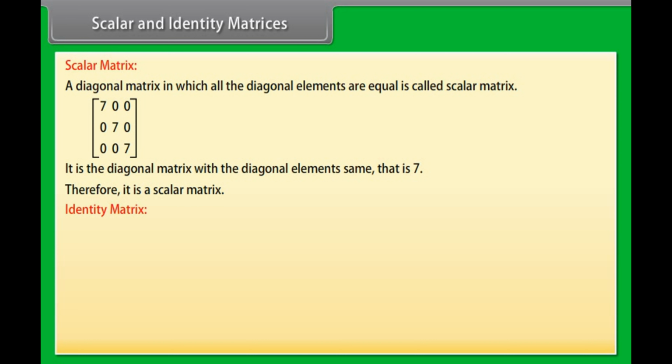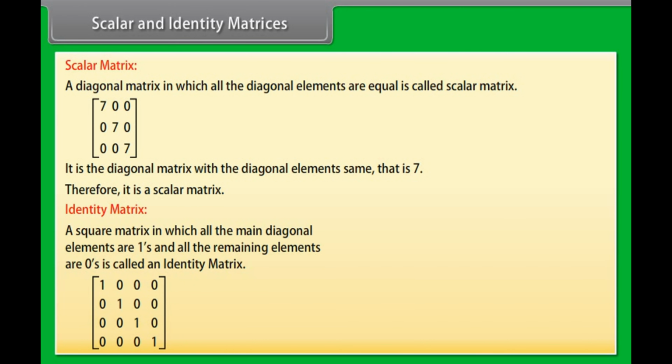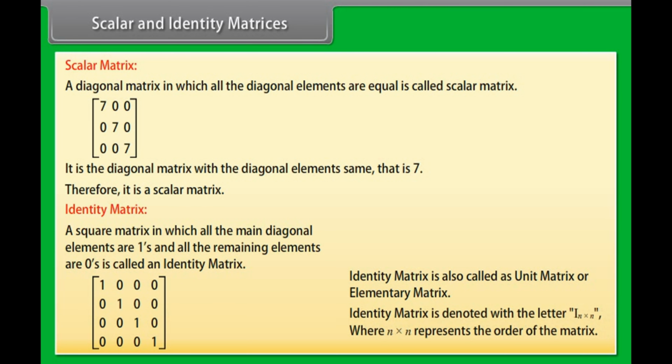Identity matrix. A square matrix in which all the main diagonal elements are 1s and all the remaining elements are zeros is called an identity matrix. Identity matrix is also called as unit matrix or elementary matrix. Identity matrix is denoted with the letter I, n by n, where n by n represents the order of the matrix.